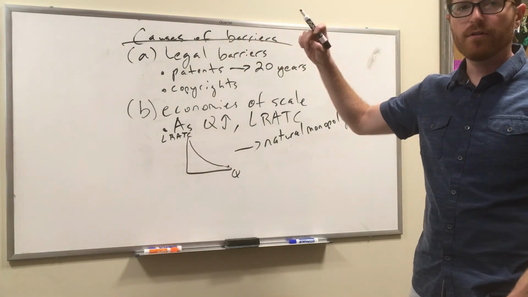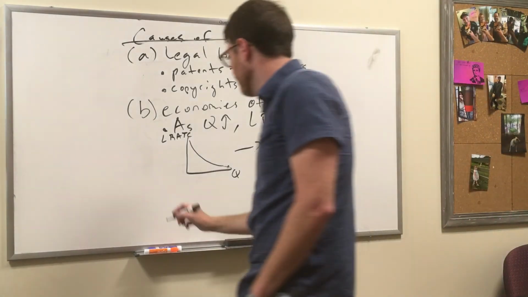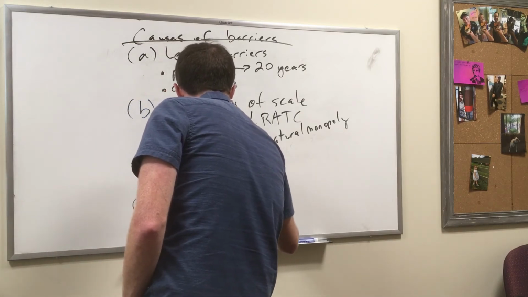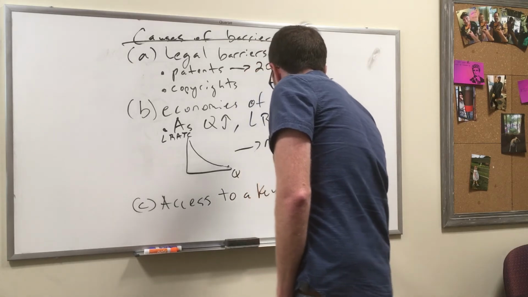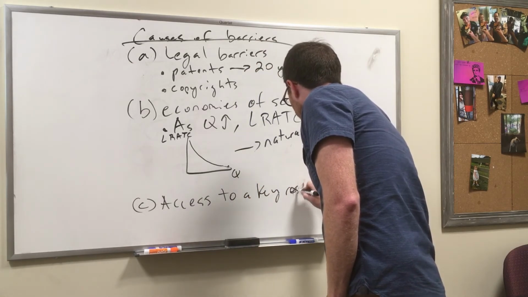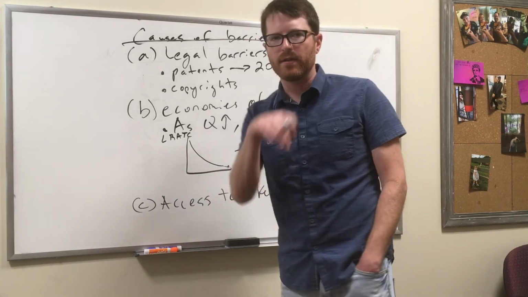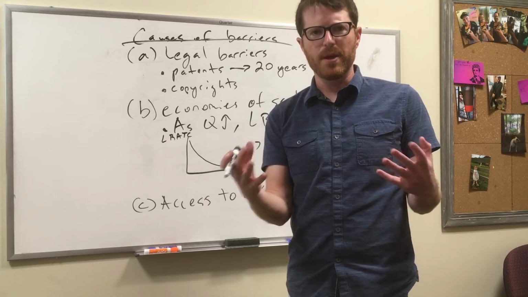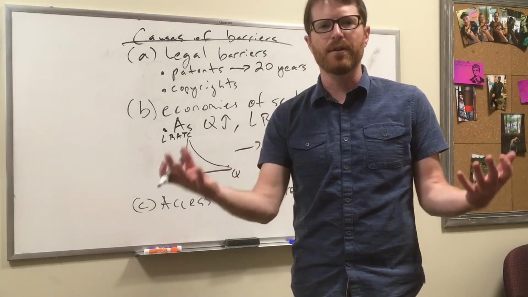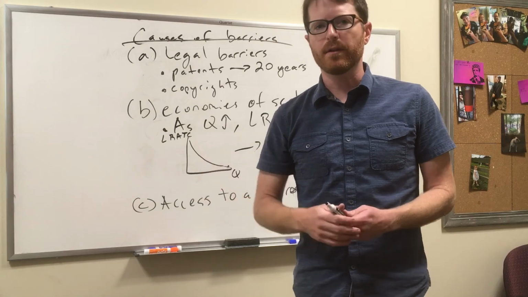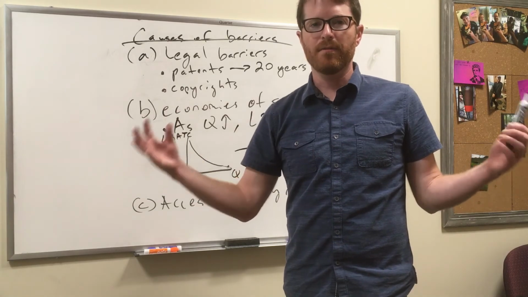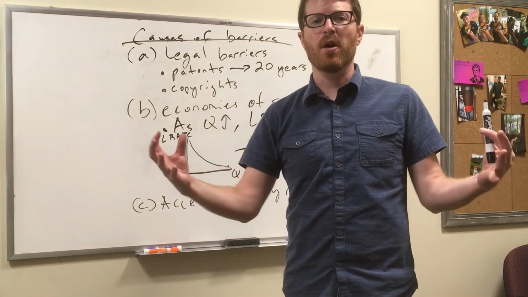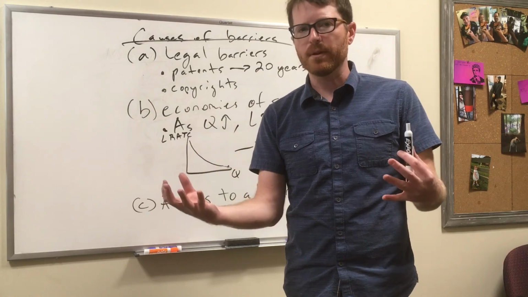So you may have legal barriers, you may have naturally occurring monopolies, and then the third possibility is access to a key resource. So you might have exclusive access to something that no one else has. For example, some people have suggested that De Beers, you may have heard of De Beers, they're the ones that go in and find diamonds and sell them. Some people have suggested they're basically a monopoly because they have access to so many of the mines. They've basically attained most of the mines in the United States. They have such a big share of the market that they operate close to being a monopoly.